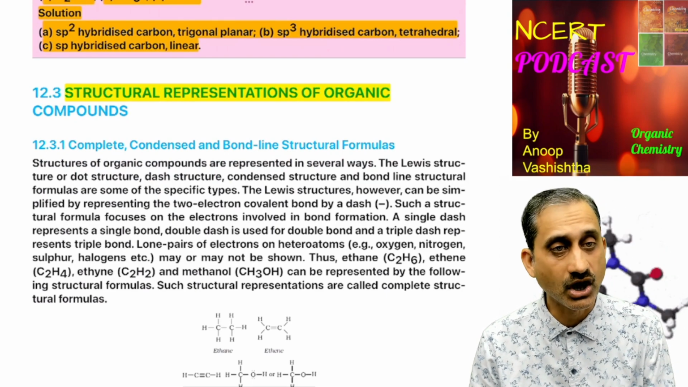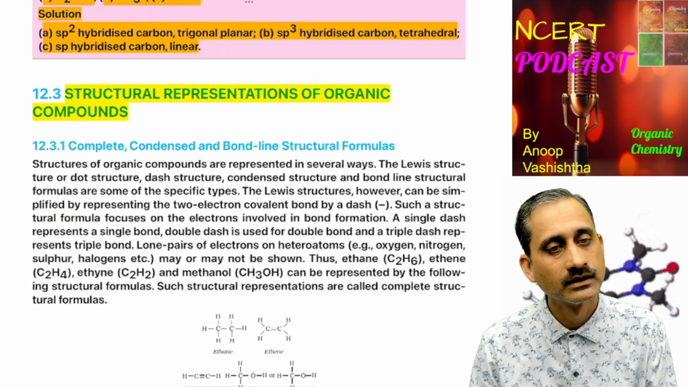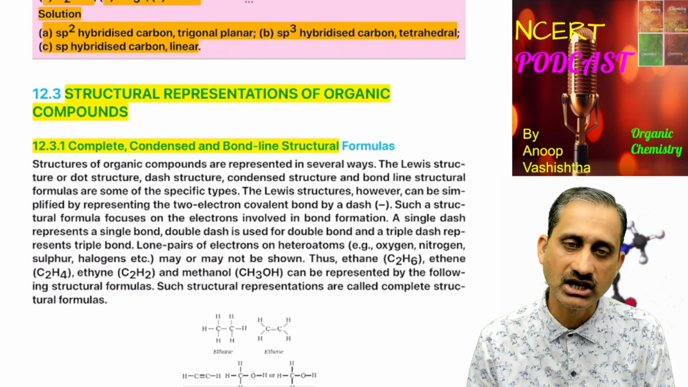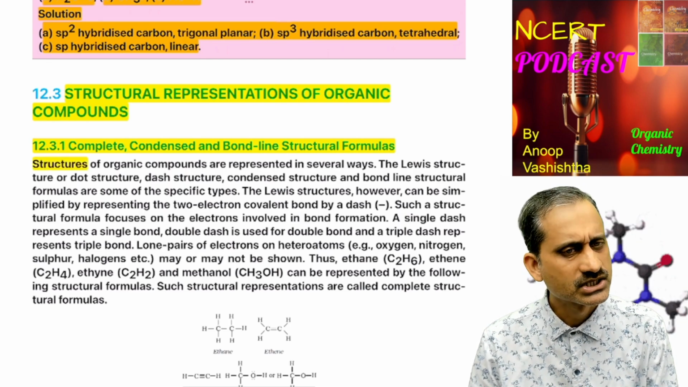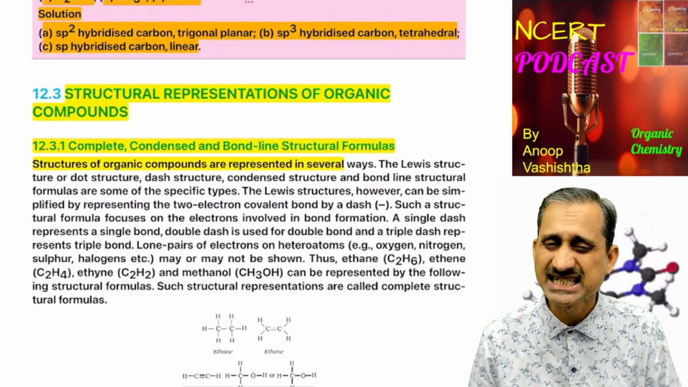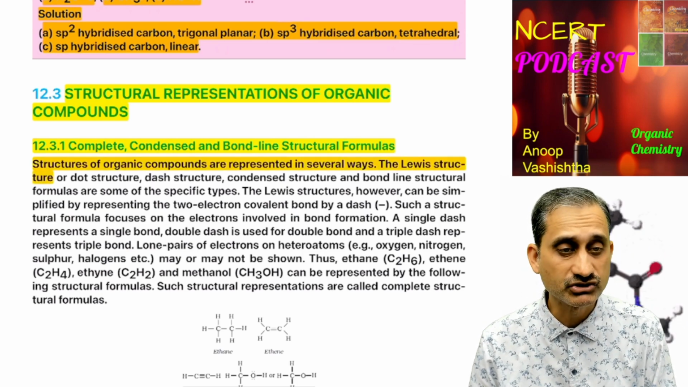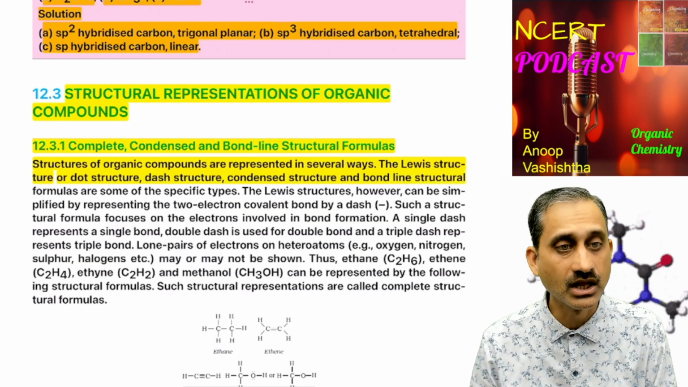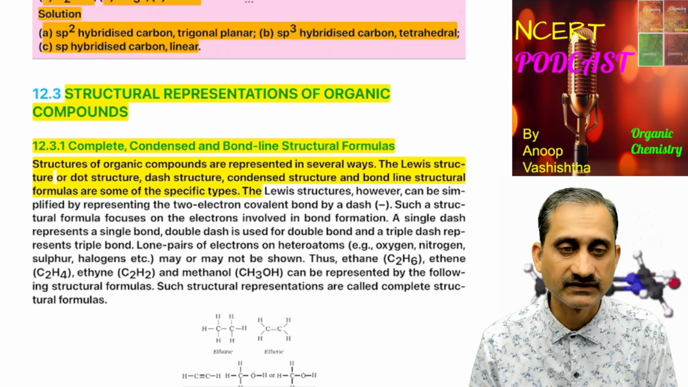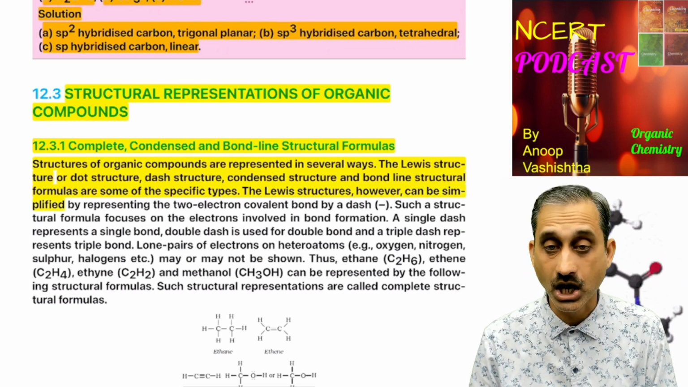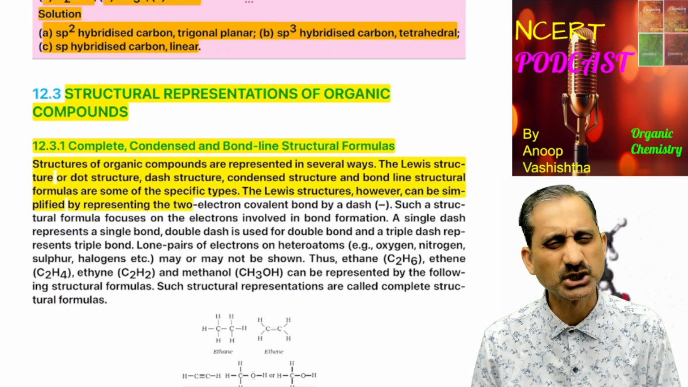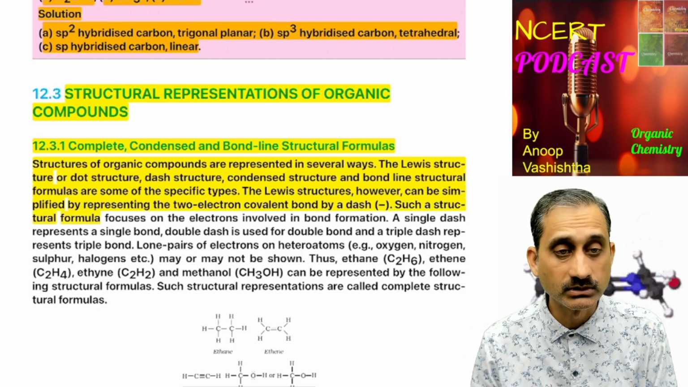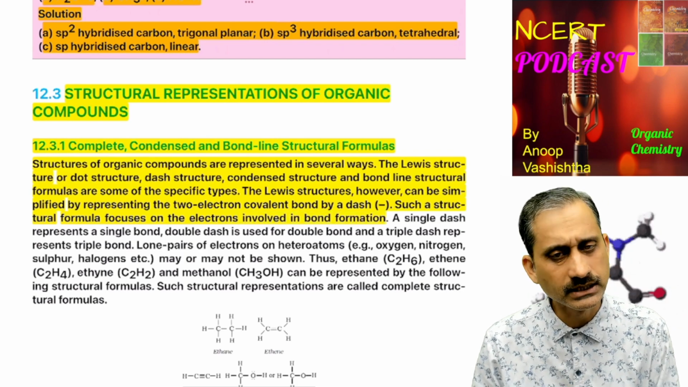Structural representation of organic compounds. Complete, condensed, and bond-line structural formulas. Structures of organic compounds are represented in several ways. The Lewis structure or dot structure, dash structure, condensed structure, and the bond-line structural formulae are some of the specific types. The Lewis structures, however, can be simplified by representing the two electron covalent bond by a dash. Such a structural formula focuses on the electrons involved in bond formation.